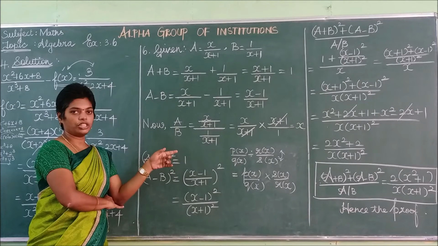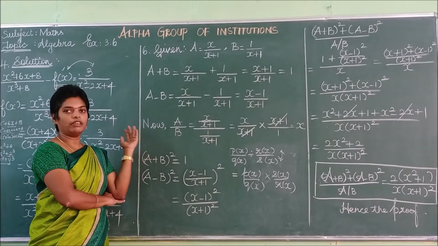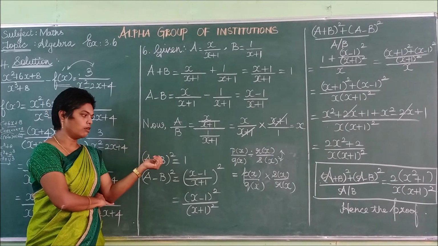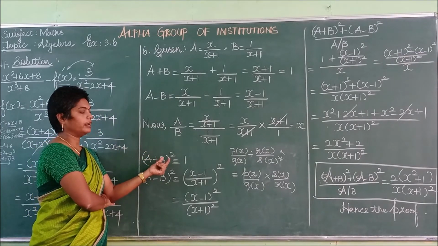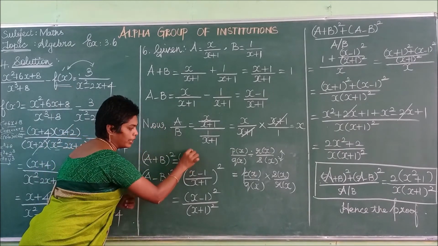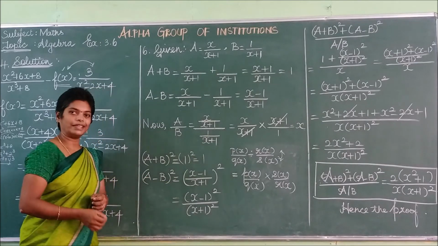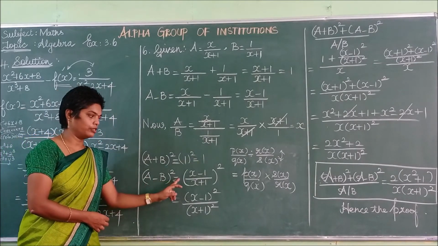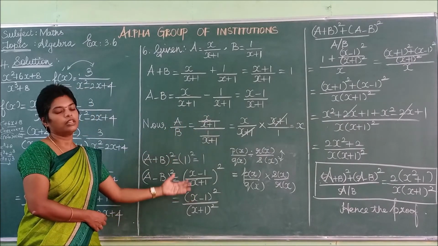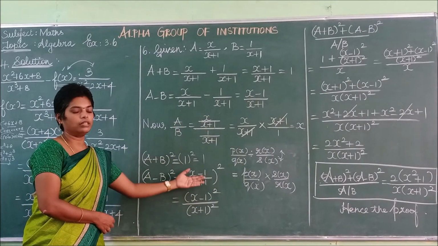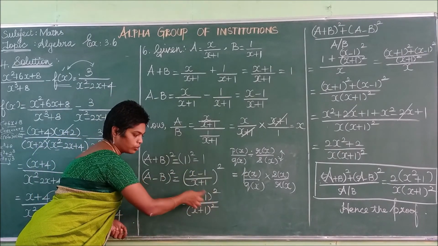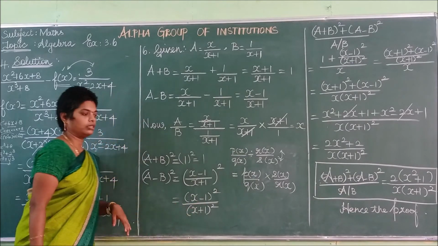Then check the question, how to prove. A + b only we have found. That is (a + b)², so we have to find the square value also. So (a + b)², what is the value for a + b? The value is 1. So if you put 1 squared, the value also remains 1 only. Then (a − b)². The a − b value is x − 1 divided by x + 1. So (x − 1) divided by (x + 1), the whole square. So you can separately write this (x − 1)² for the numerator and (x + 1)² for the denominator.